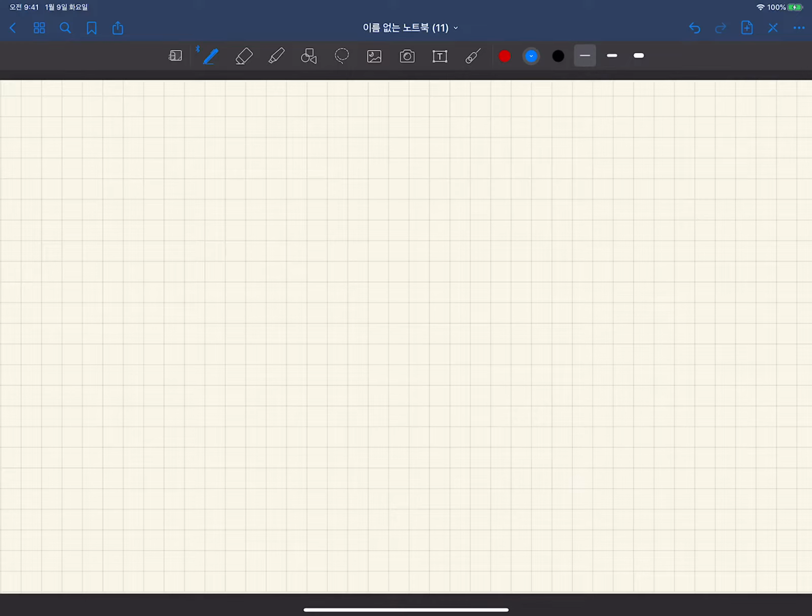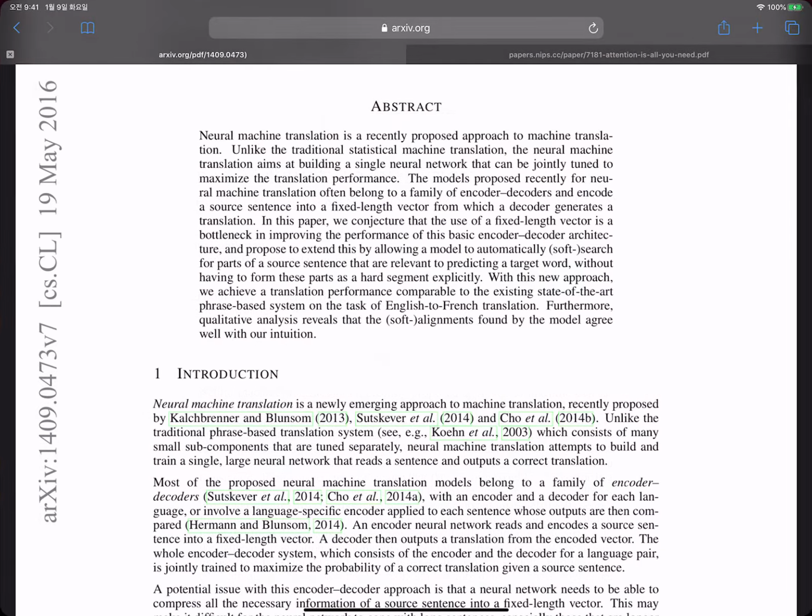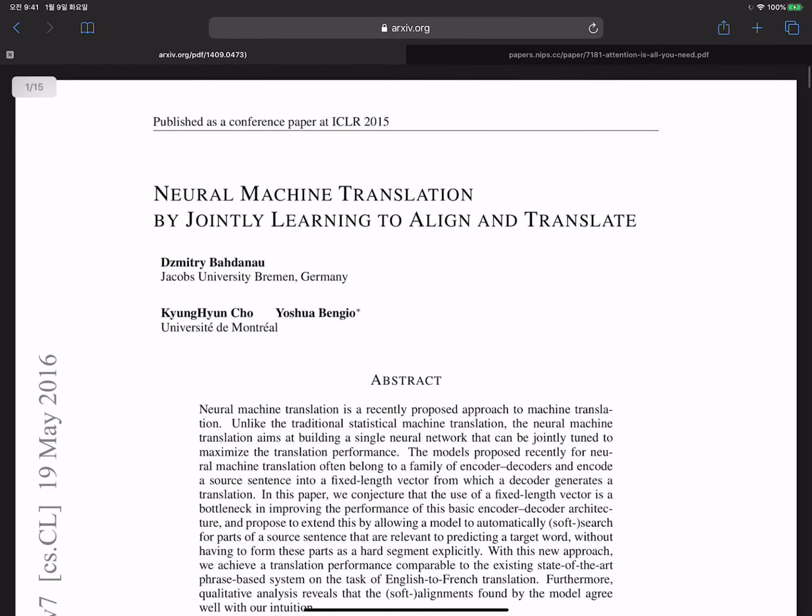This week I recommend reading two papers that are very important to understand the attention mechanism. The first one is Neural Machine Translation by Jointly Learning to Align and Translate, published as a conference paper at ICLR 2015. This is the first paper which used the attention mechanism for machine translation.